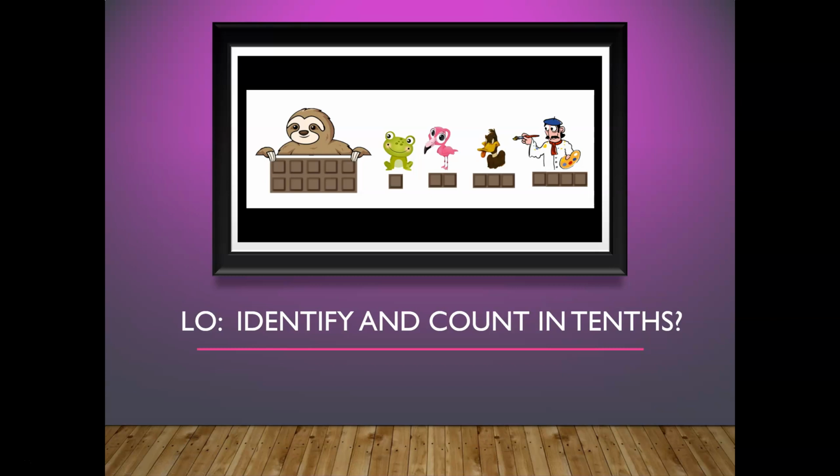Our learning objective today is to identify and count in tenths. So far we understand that any whole amount can be split into equal parts, and we can show this by writing fractions. A fraction is a special number that is made up of a line and two parts. It shows the number of parts out of a whole. The numerator is the number that goes on top of the fraction line, and the denominator is the number at the bottom of the fraction line.